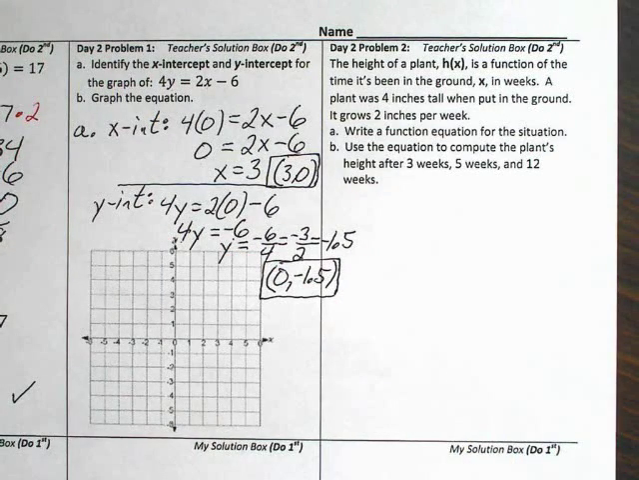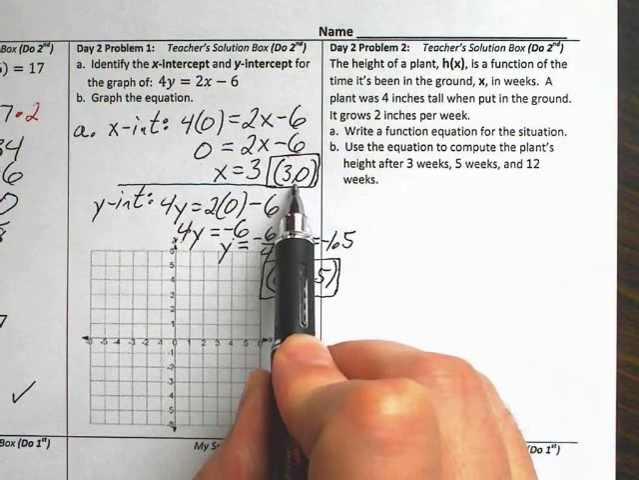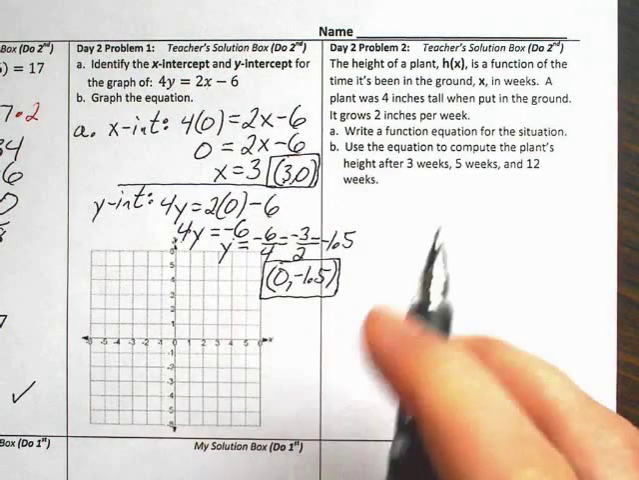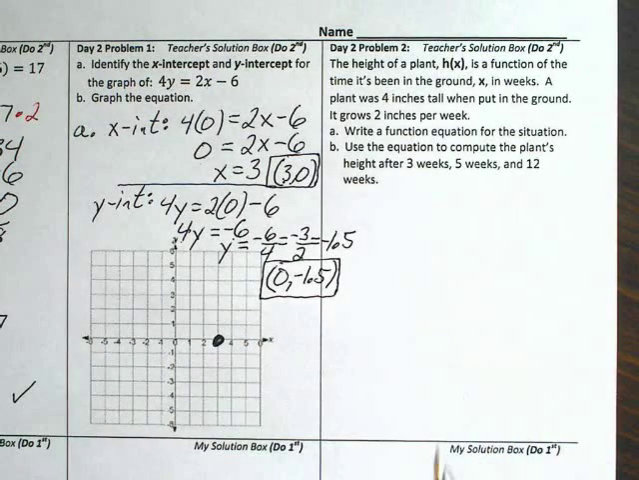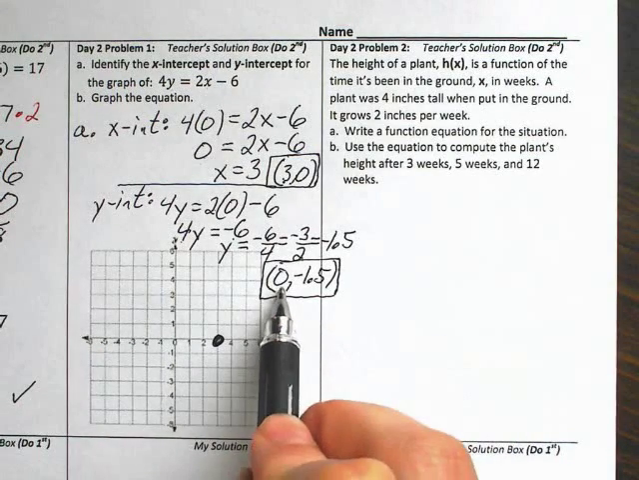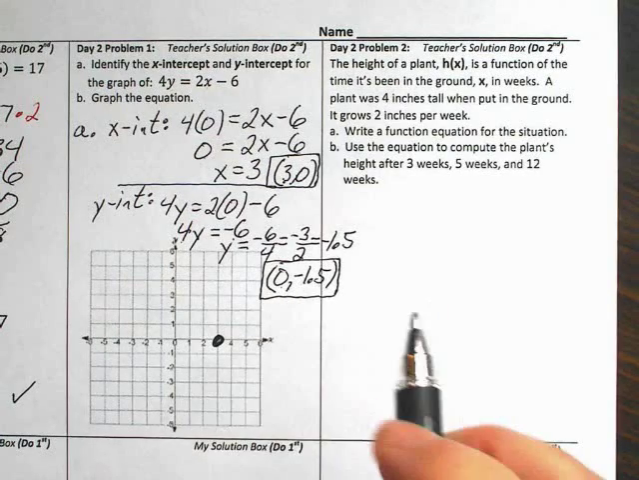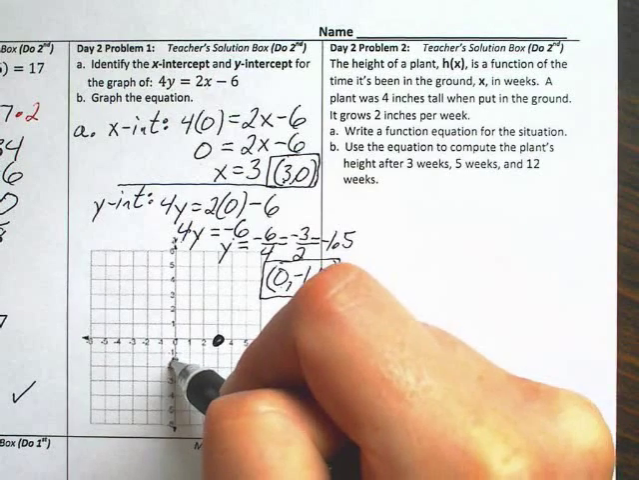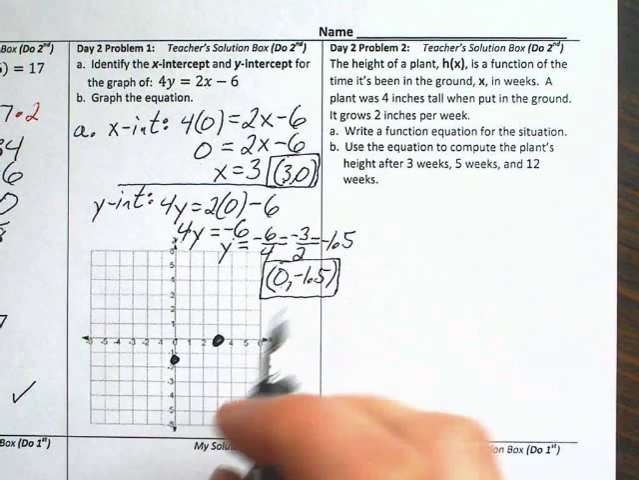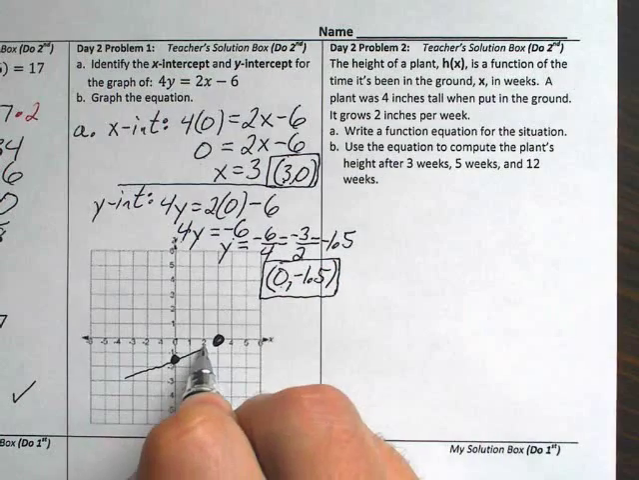So to graph the equation, let's begin by putting a dot on the x-intercept at (3, 0). That is here. And we'll put a dot at the y-intercept, (0, -1.5). That is here. Through these two dots, draw a straight line.